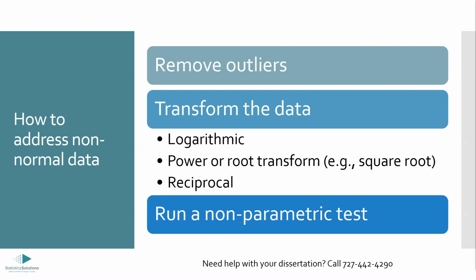So if something like removing outliers doesn't work, or transforming the data doesn't work, or if you'd prefer not to transform the data, then you could probably run a non-parametric test to still be able to run an analysis that will answer your research question, but you don't have to worry about normality and possibly other assumptions that may be violated as well.